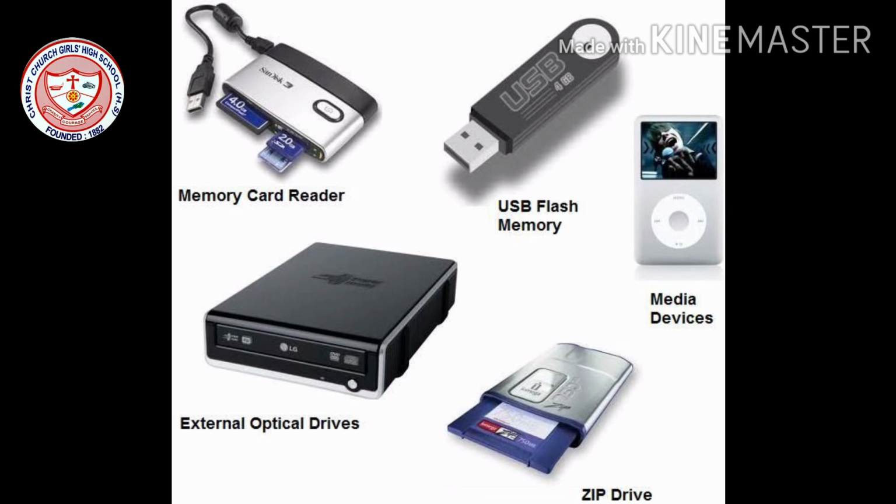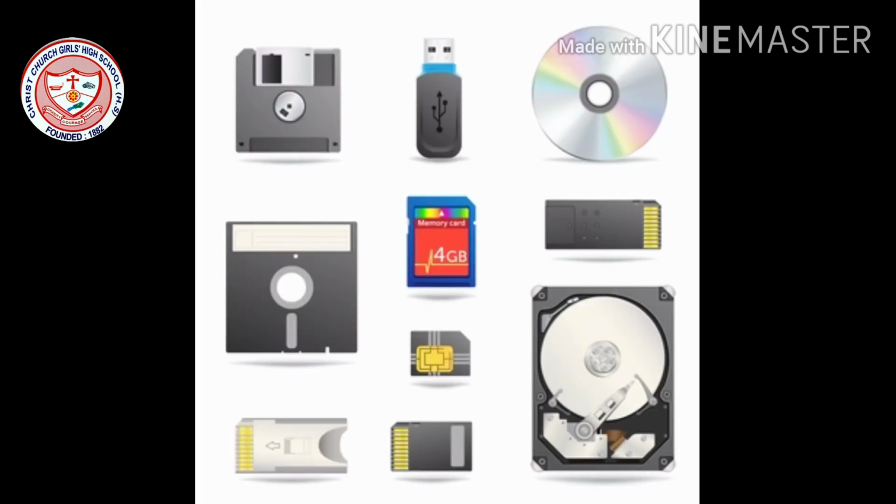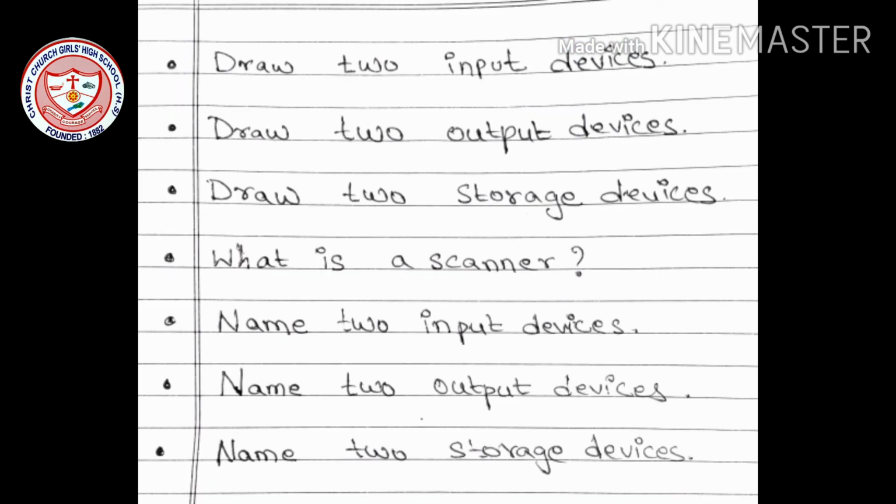Okay. For today, till your next class, we are going to do the software. Till then, you are going to solve the following exercise given in the next slides. Do it on your own. The very first question is, draw two input devices, draw two output devices and draw two storage devices. What is a scanner? Name two input devices, name two output devices and name two storage devices. These are very easy questions which you have done already in your junior classes, so you can do it very easily. Please do it on your own.